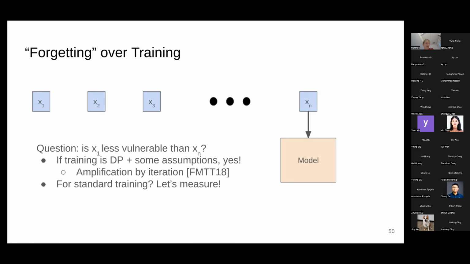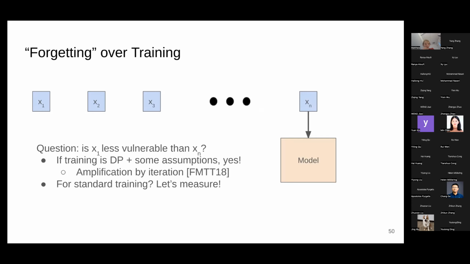Intuitively, it should be the case, right? You haven't seen this in so long, and hundreds of gigabytes of data, that it should be very difficult to tell whether this point is still in the training set. But it's also not clear. X1 might determine the entire trajectory of optimization, and that's possible.